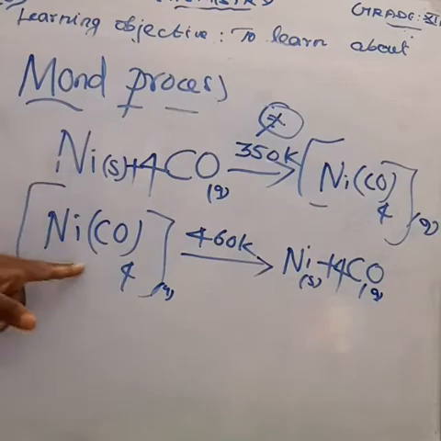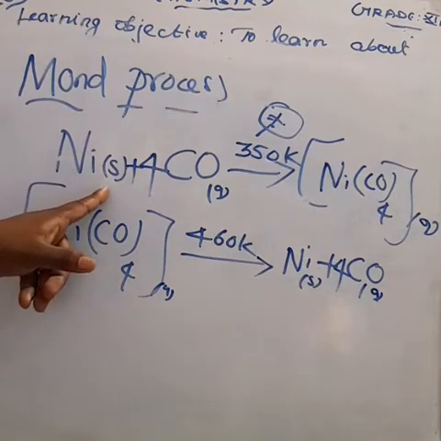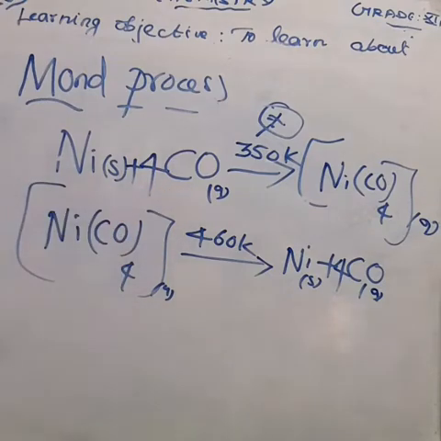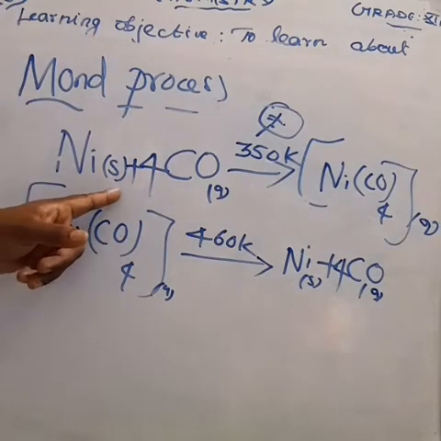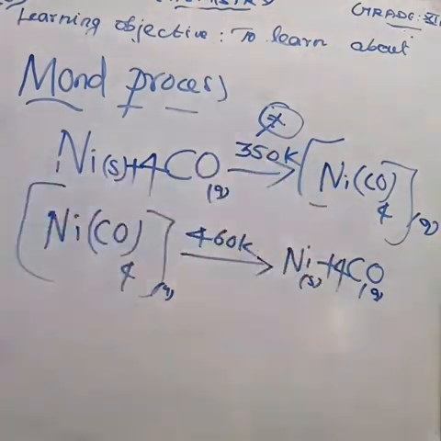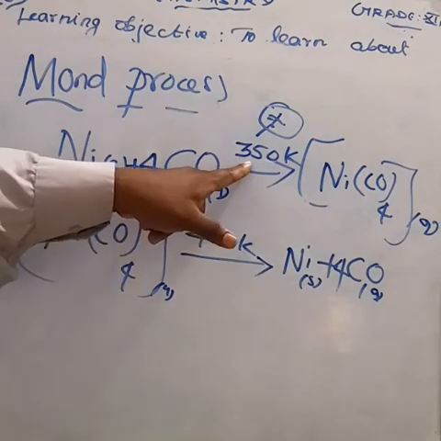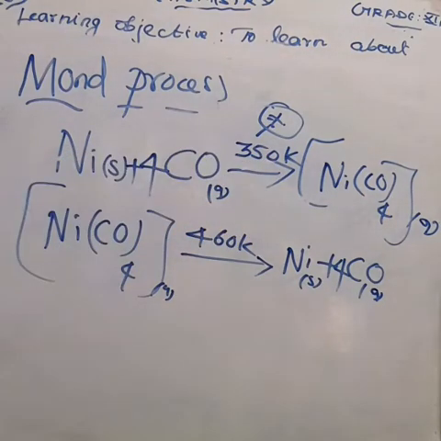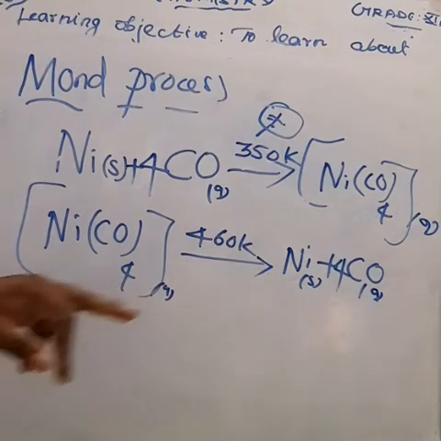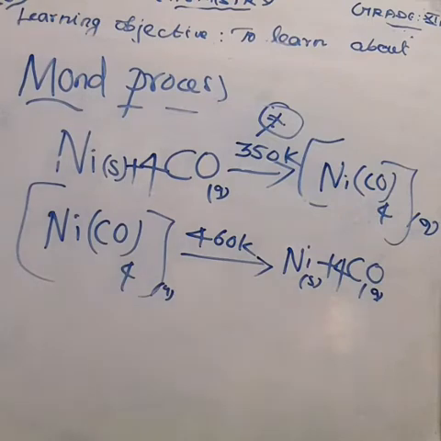That is, nickel heated with carbon monoxide gives nickel tetracarbonyl. What is the formula? Ni(CO)4. And what is the temperature? 350 Kelvin. Next, nickel tetracarbonyl undergoes decomposition at a temperature of about 460 Kelvin. We get pure nickel metal and also carbon monoxide. We have to balance it with 4. Okay, this is about the Mond process.